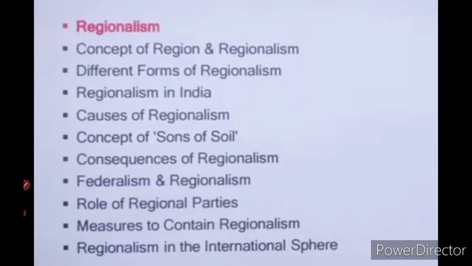So the concept of region and regionalism, different forms of it, regionalism in India, causes of it, concept of sons of the soil, consequences of regionalism, federalism and regionalism, role of regional parties, measures to contain regionalism in the international sphere.